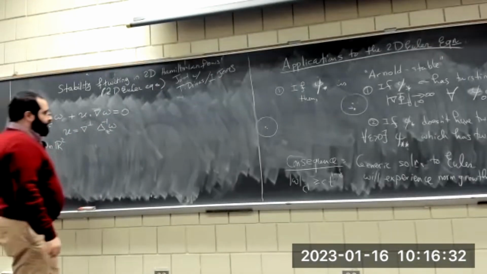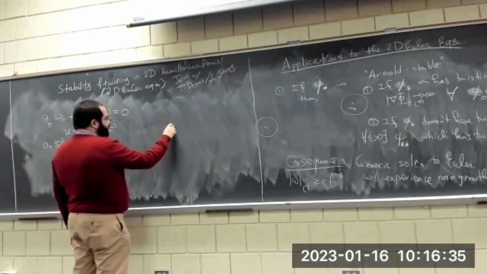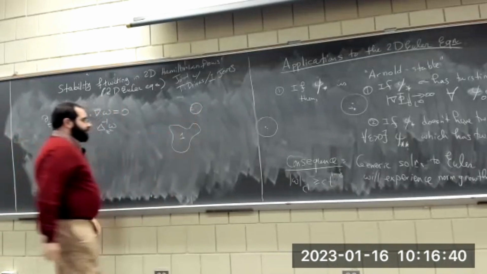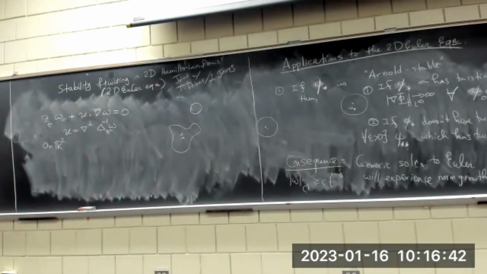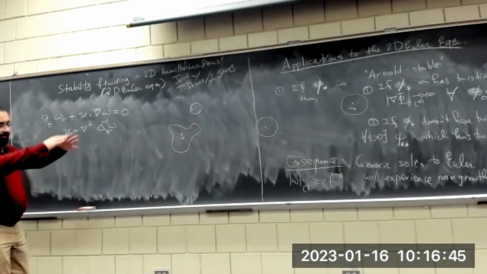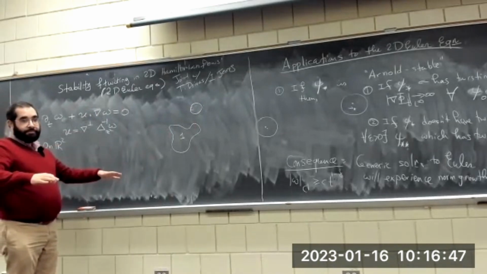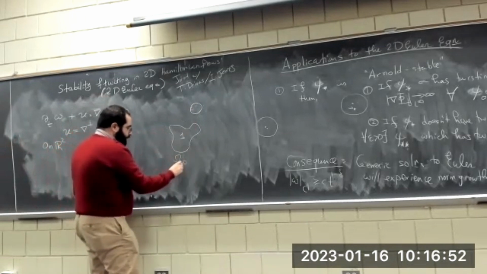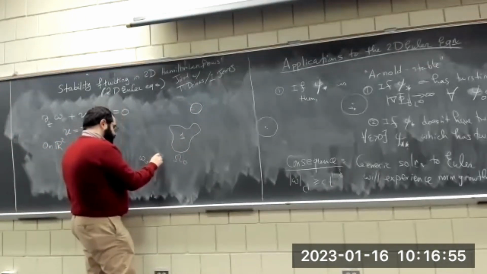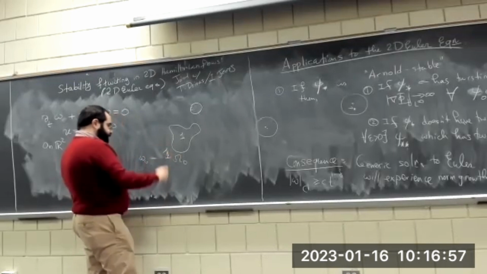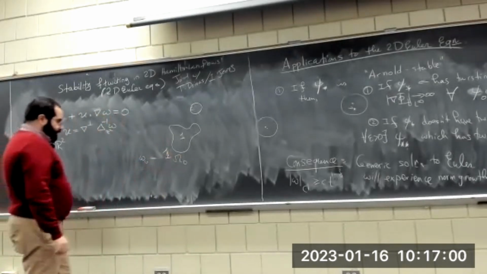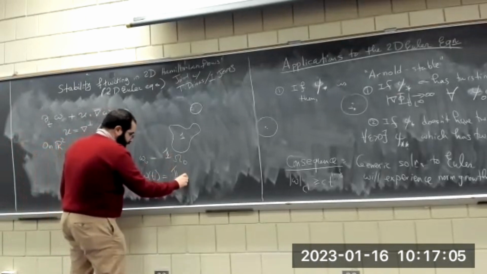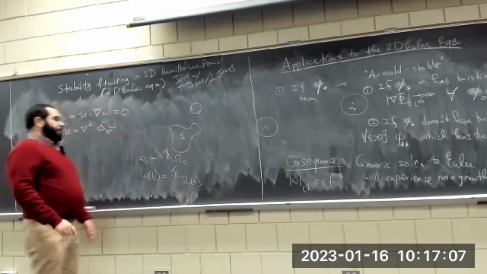So you can consider initial vorticities that are called vortex patches. You can consider initial vorticity which is just the characteristic function of a set. So omega 0 is just the characteristic function of the set, and then the set moves. The solution is just the characteristic function of a different set, right?